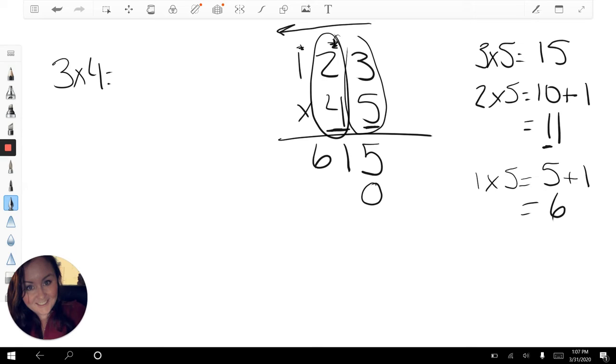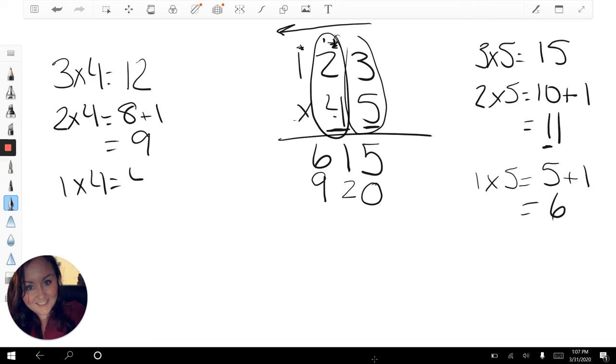So now we have 3 times 4, which is equal to 12. Put the 2 there, and what do we do with the 1? We carry it, good. Then we have 2 times 4, which is equal to 8, plus the 1 that we carried over, which is 9. And we're still keeping everything lined up in the base question. And then our last one is 1 times 4, which is equal to 4.